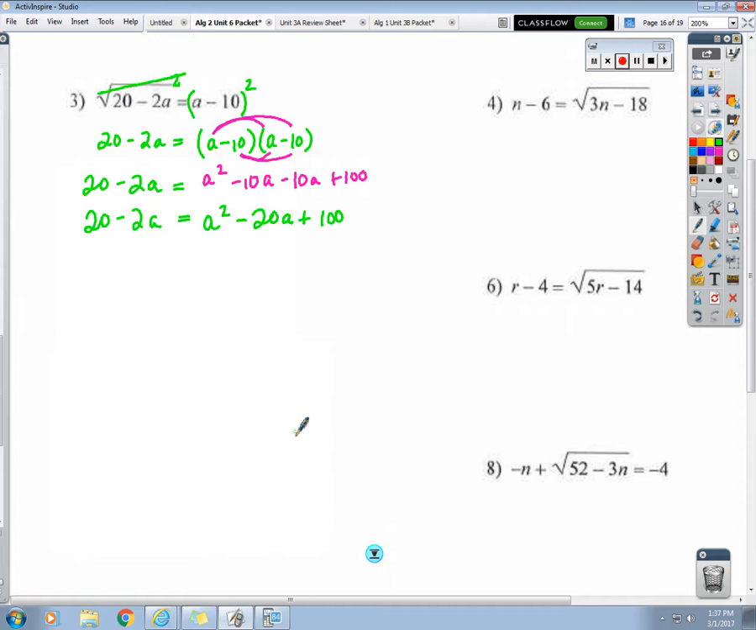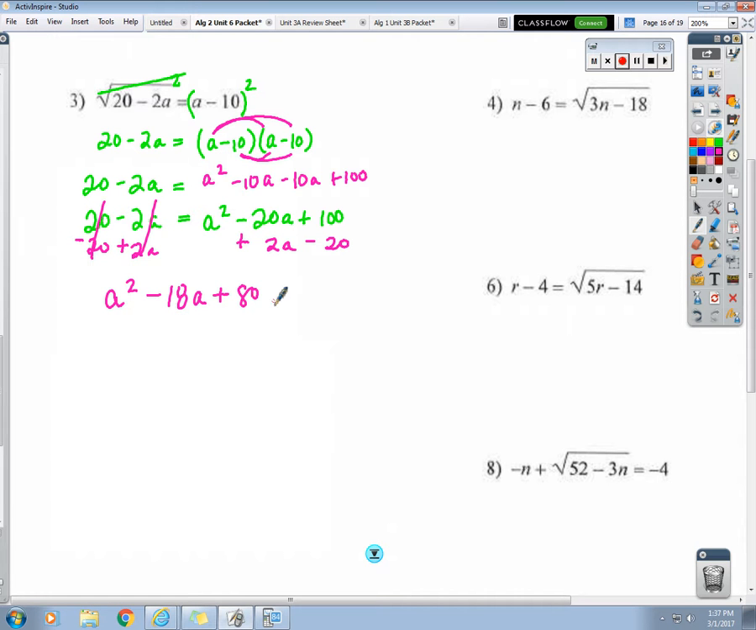Put them on the same side, right? Can't I add this 2a to cancel it on this side, but then I add it over here to the 20a? And then I can subtract the 20 over here to cancel it, but then I have to subtract it from the 100. And so now I have a squared, negative 20a plus 2a is negative 18a, and then 100 minus 20 is 80.